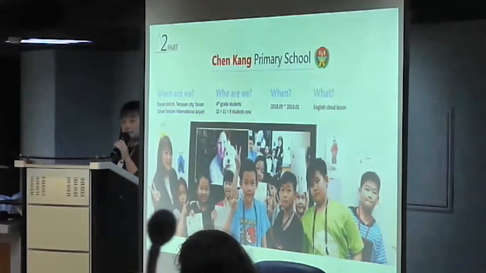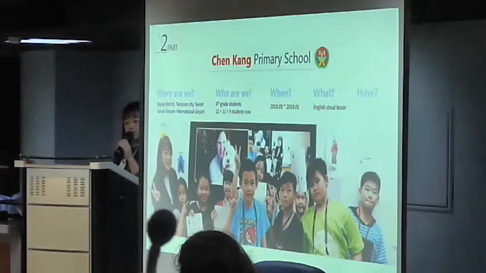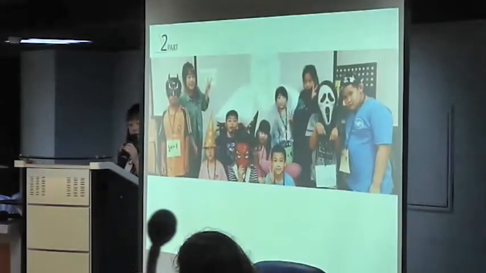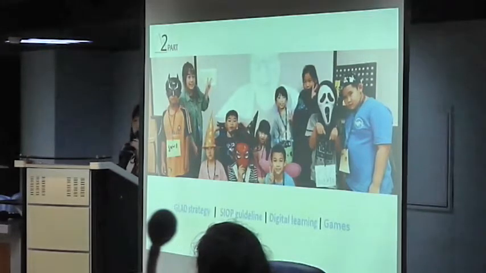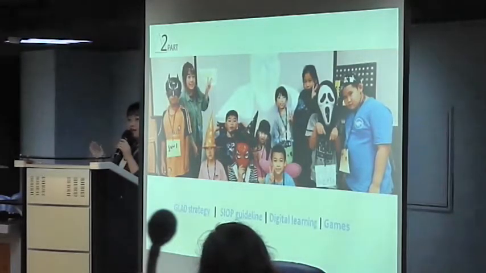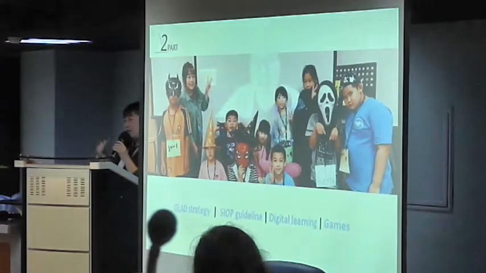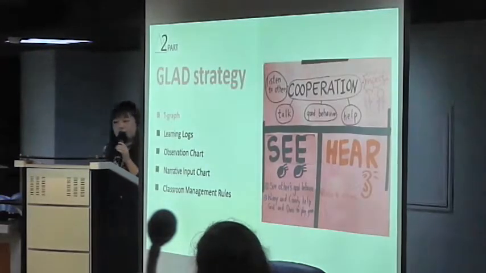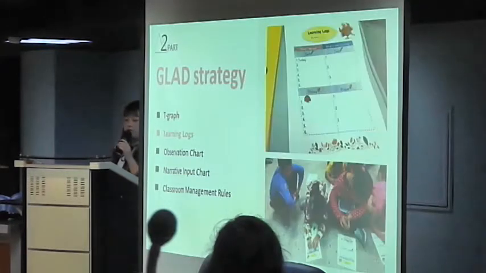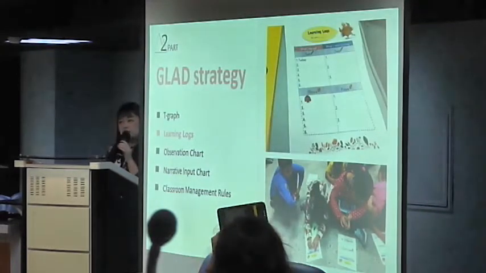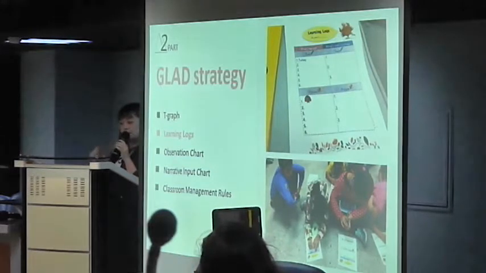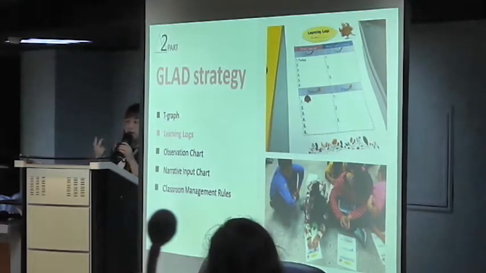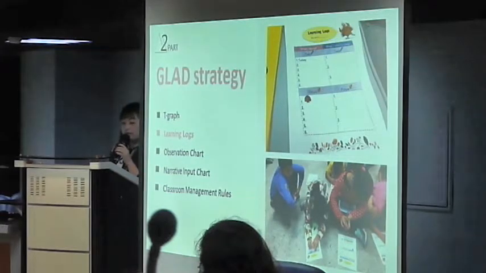What did we do? We did a cloud lesson. How did we do that? We just tried every kind of possibility. Now I'm going to share some of the strategies with you. I'm going to be very quick because I know a lot of teachers have many good ideas, so I'll just show you the pictures quickly. The first one is a class strategy. We use the T-graph, and we also use learning logs, trying to integrate the students' ideas, combining speaking, listening, writing, and reading together.